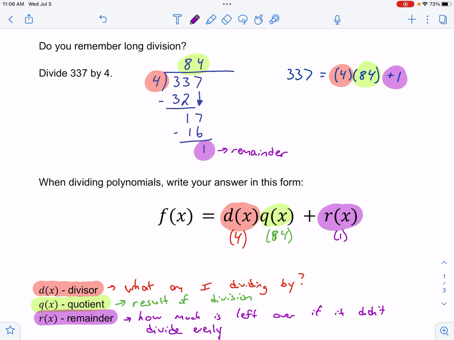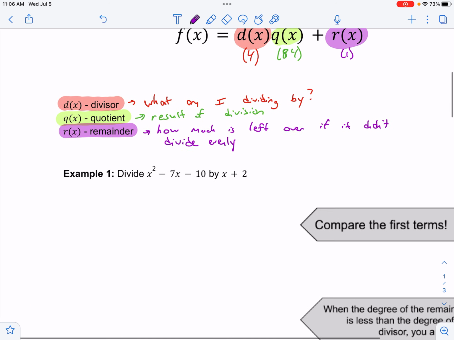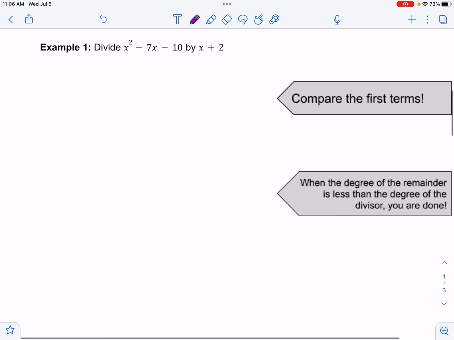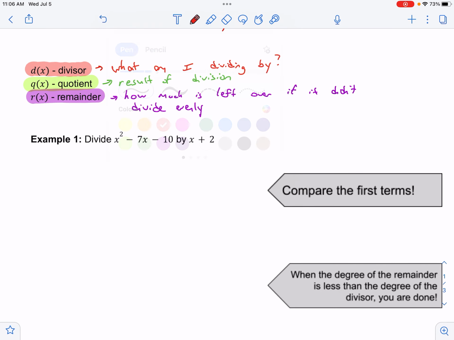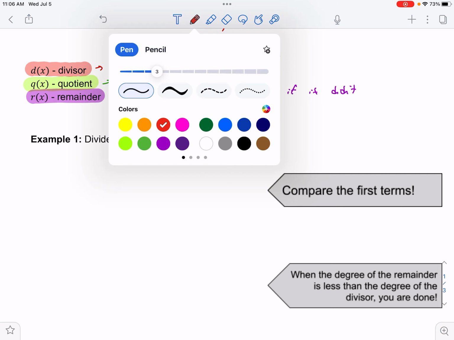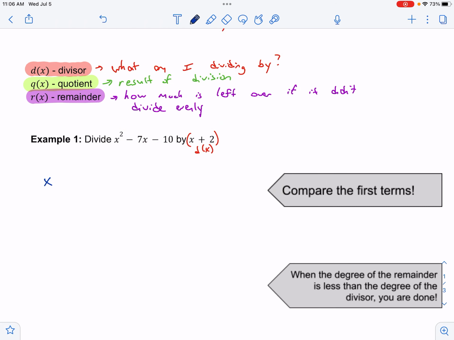Let's do a couple of examples using a very similar process. Our question here is, divide x squared minus 7x minus 10 by 8 plus 2x. Well, we have our divisor. We are being divided by x plus 2. And so I'm going to write x plus 2 on the outside of that curvy thing. On the inside is where you put your original question, x squared minus 7x minus 10.